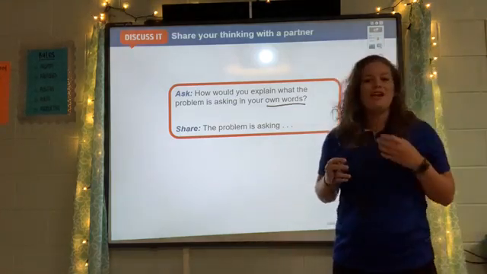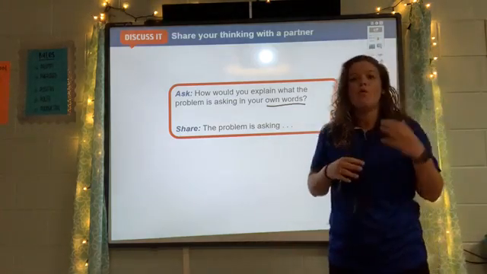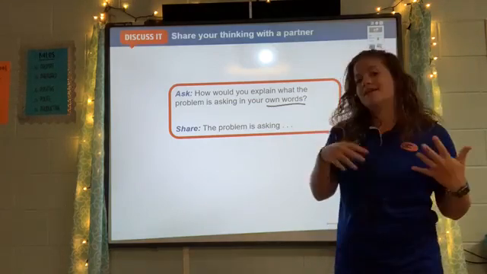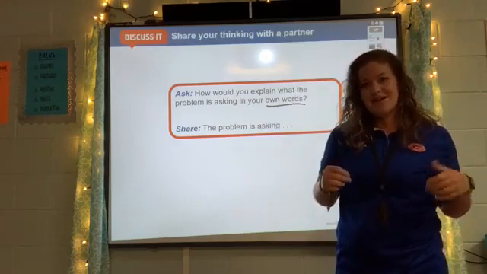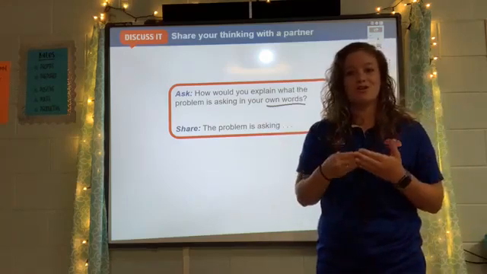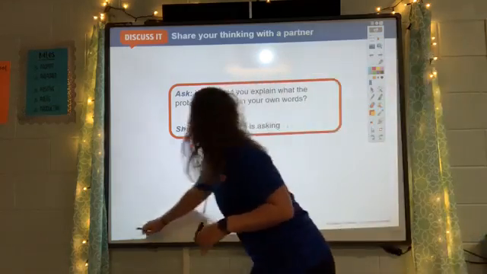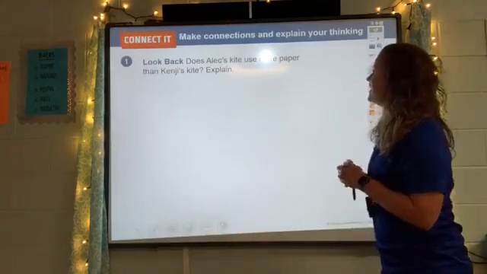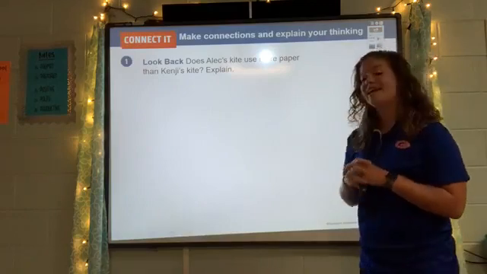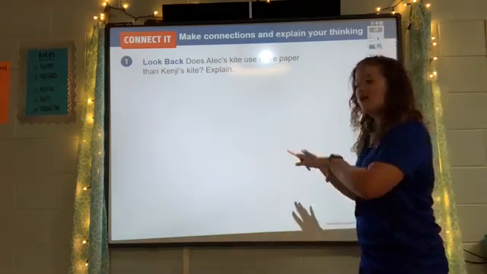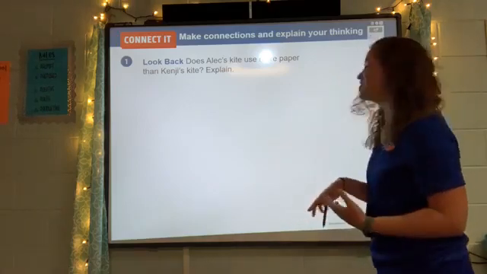So we know that this problem is asking which kite is bigger. Is Alex's kite bigger or is Kenji's kite bigger? Now we're going to have to go through using our grid paper in order to figure this out. Does Alex's kite use more paper than Kenji's kite? Explain. Now I'm going to put a little bit of a grid on here so that we can put our shapes on there.